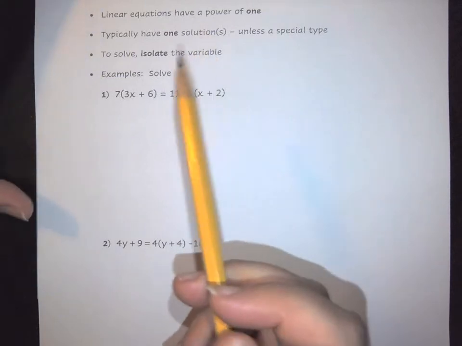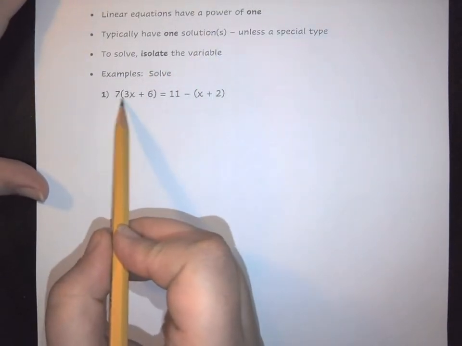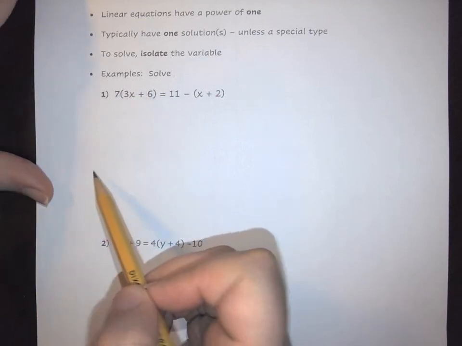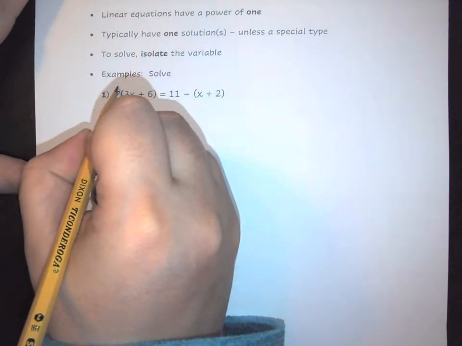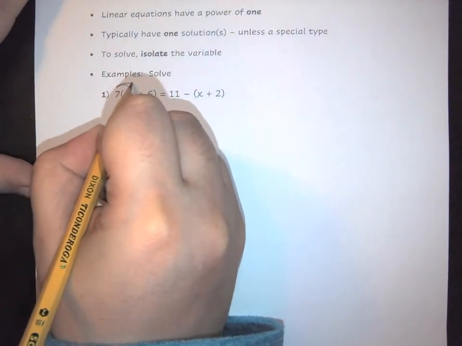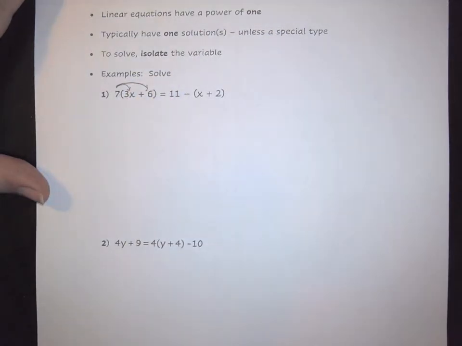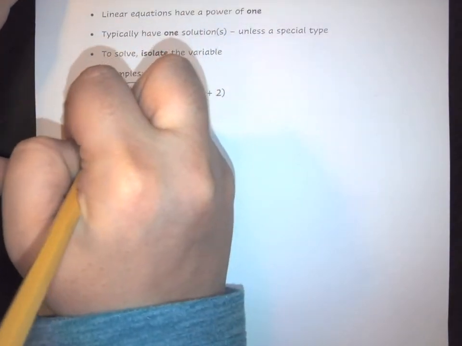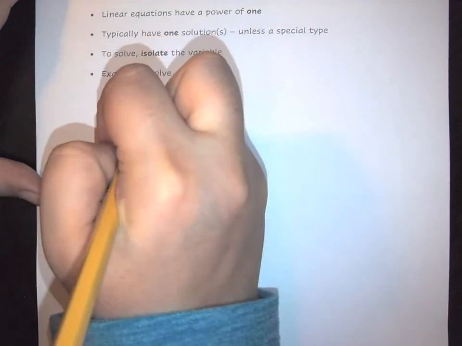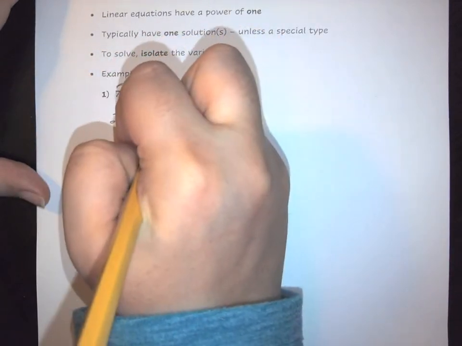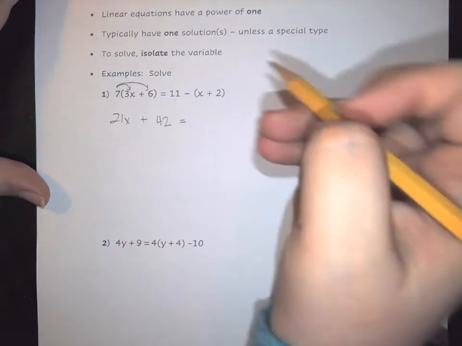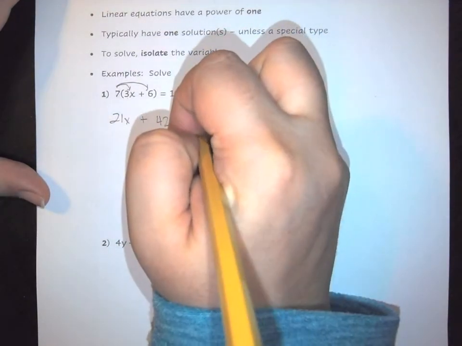Okay. So the first thing is, on this left hand side we need to take the 7 on the outside and distribute it through. So distributing means we're going to multiply it in, and so we're going to multiply this to both parts. So here we're going to end up with 21x plus 42. Now my 11 is going to stay as is, so this is going to be 11.